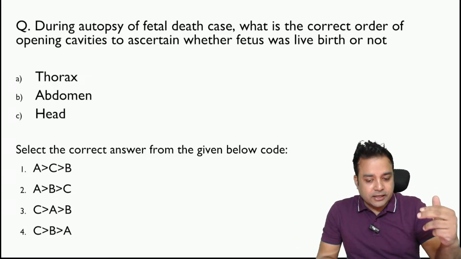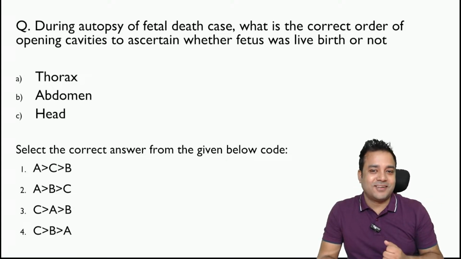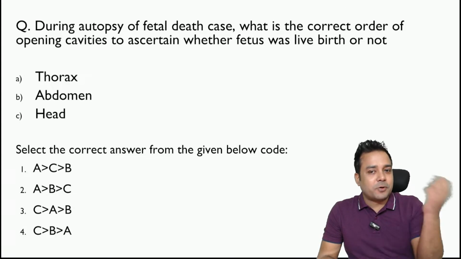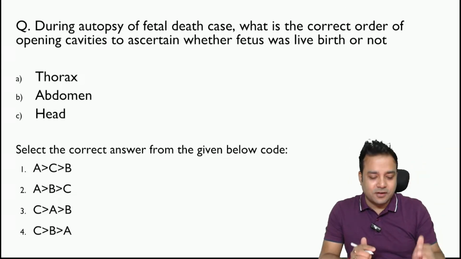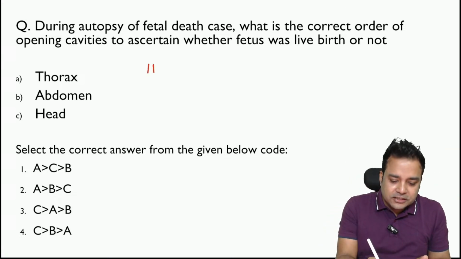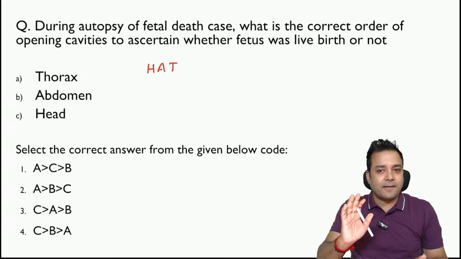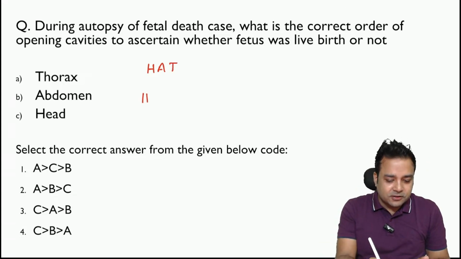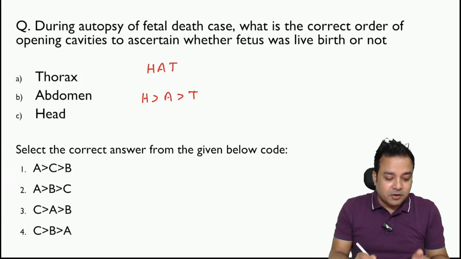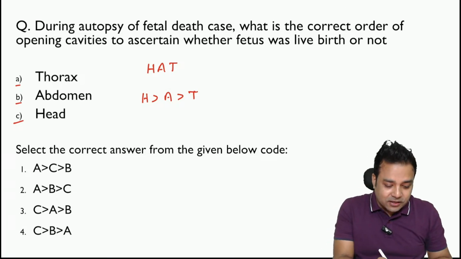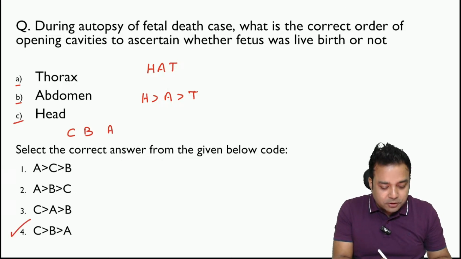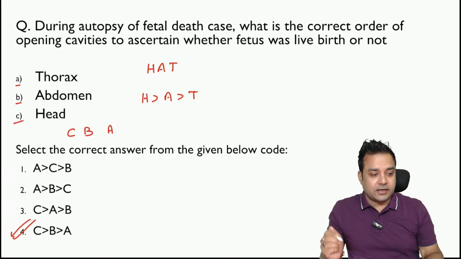So during autopsy of a fetal death case, what is the correct order of opening cavities to ascertain whether the fetus was a live birth or not? Normally we read that the abdomen is opened before thorax. But what about head? Head is opened first. What do we use in fetus cases? HAT, you can remember HAT. Head first, followed by abdomen, followed by thorax. But here you have to pick out ABC, which is a challenging thing. The correct sequence will be CBA, which means option 4 is your correct answer.